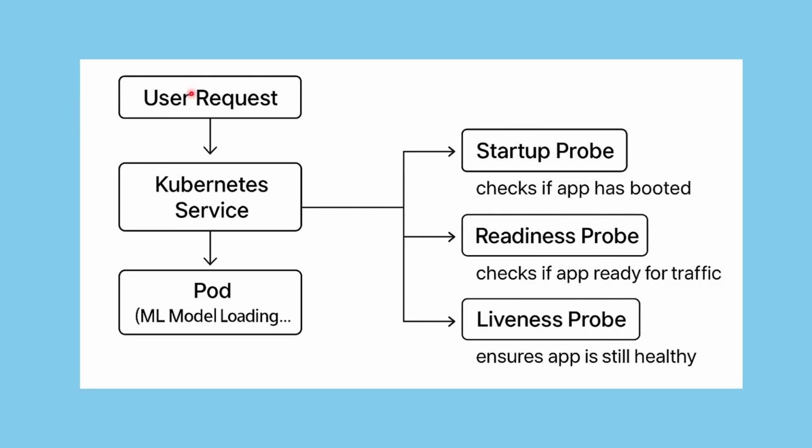Whenever a user's request comes in, it first hits the Kubernetes service. Think of this as a smart traffic controller that routes requests to your pods. Inside the pod, your actual container, like your Python-based machine learning model, is running. And here's where things get tricky.